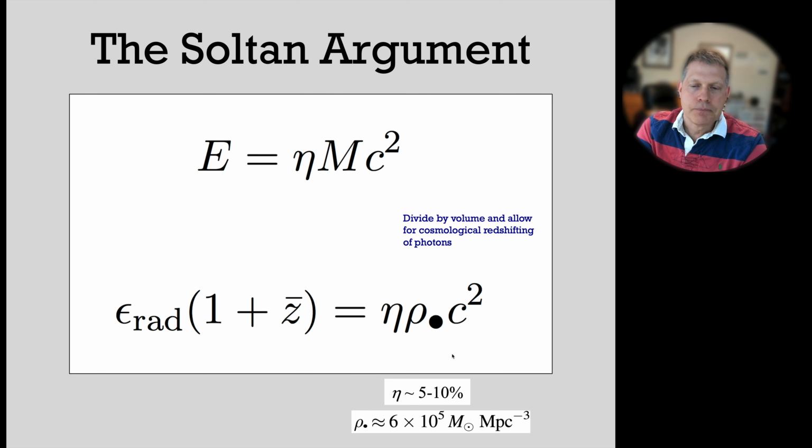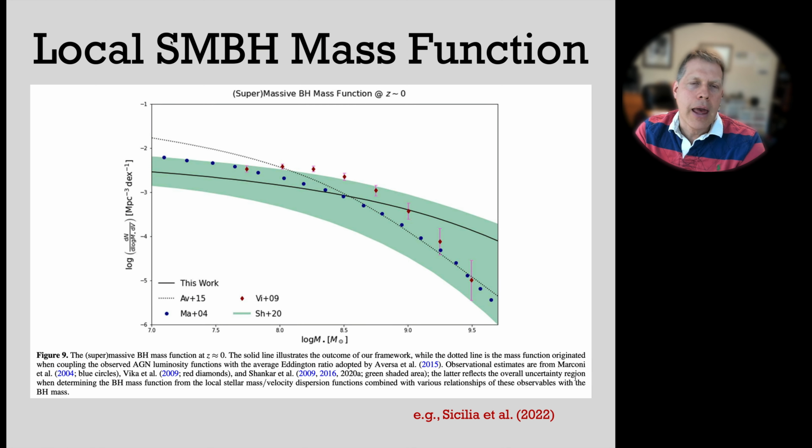Okay. In fact, people have generalized this even further. You can work this now not just as an integral constraint, but you can work this out differentially, do a kind of differential version of the Sołtan argument, and make predictions of the local supermassive black hole mass function. Here is one attempt to do that.